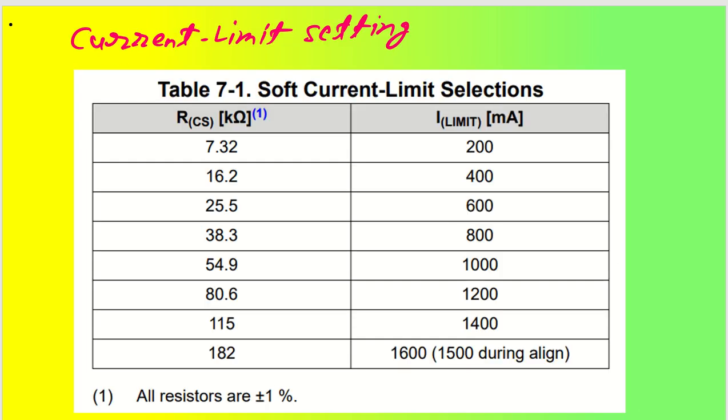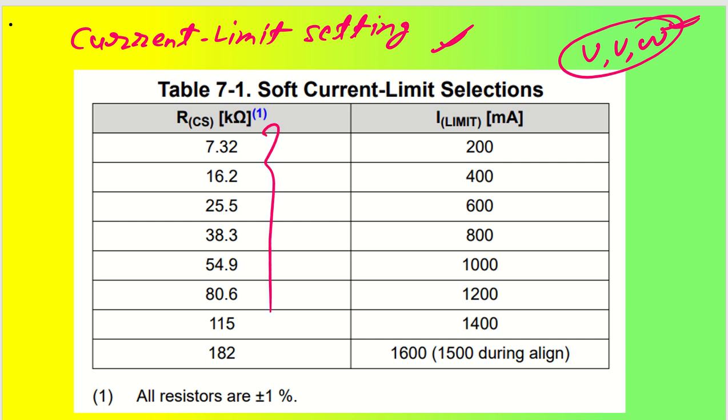Coming back to current limit setting. This table is going to give you an understanding of how much current you want at the UVW phase of the motor output. To drive the motor, we need some maximum current. Based on the setting of the RCS resistor, you will be able to set the current limit that you want. I have designed a lot of applications up to 800 milliamperes, so you can connect a 38.3 kilo ohm resistor at the RCS pin. Based on your need, let's say you need very little current, then you can go ahead with 400 milliamperes, and even 200 milliamperes.